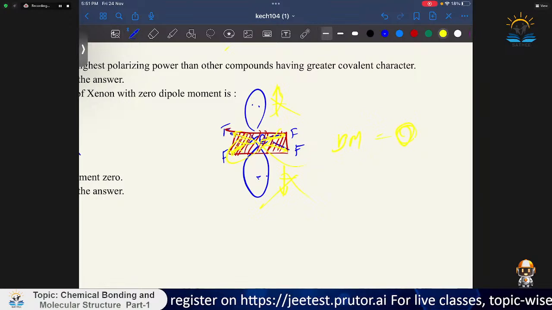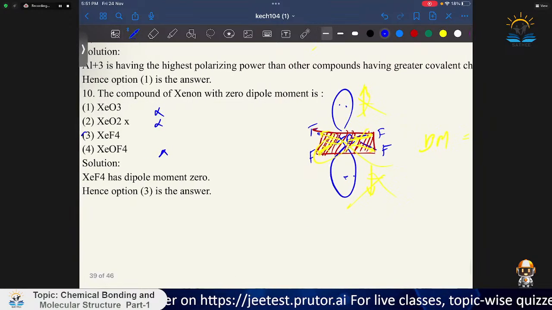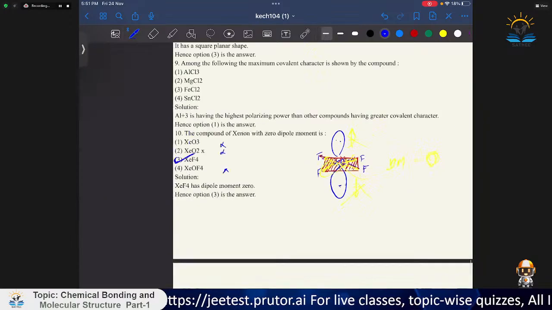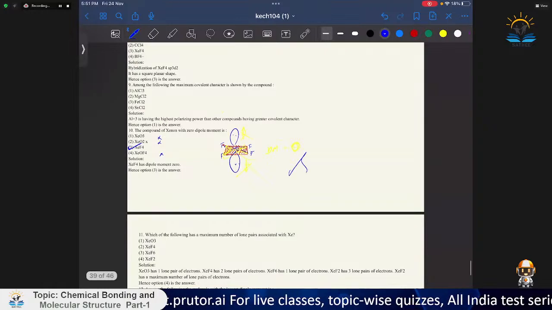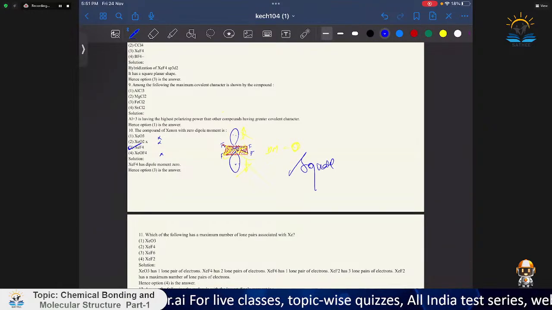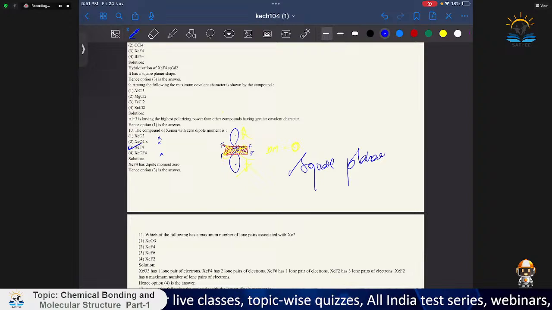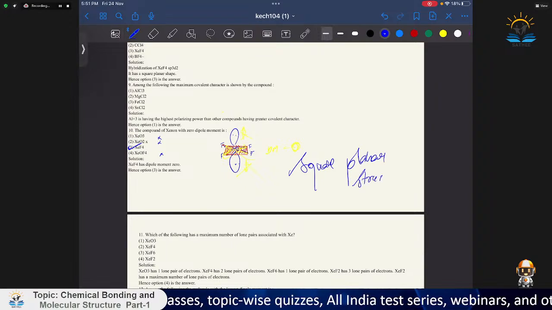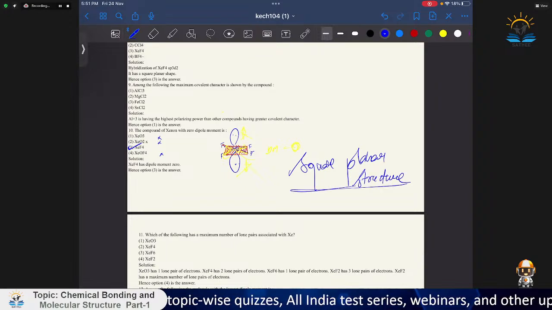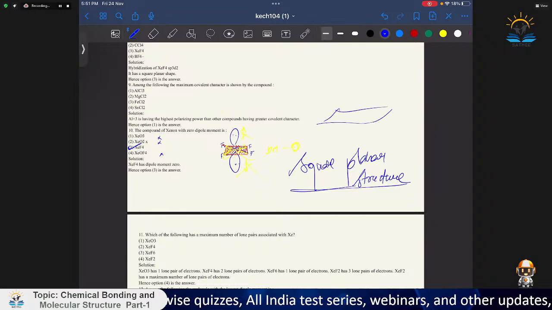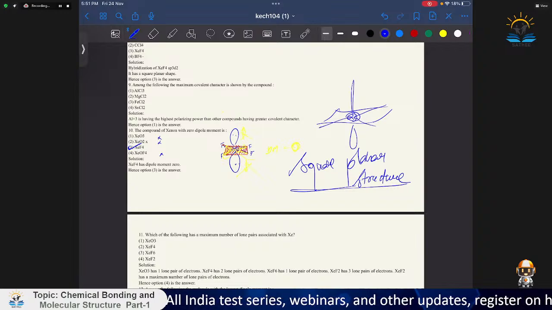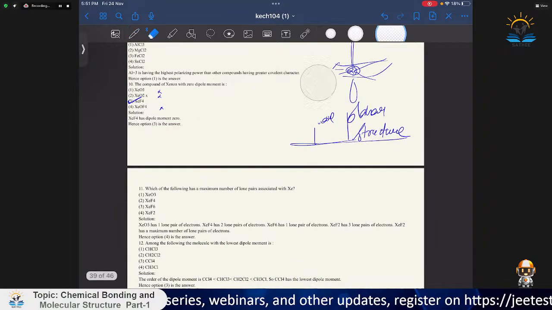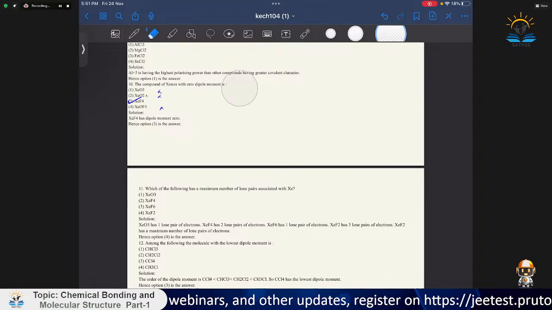So our answer is XeF4. Why? Because it has a square planar structure. It has a square planar structure, 2 lone pairs directing from it, and Xe at the center. So dipole moment is 0. Let us move on to the next question.